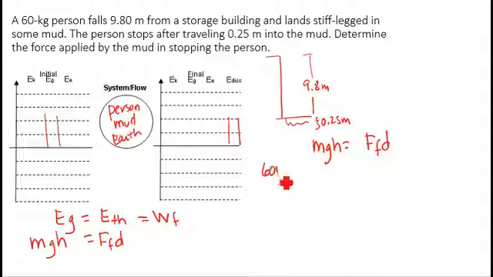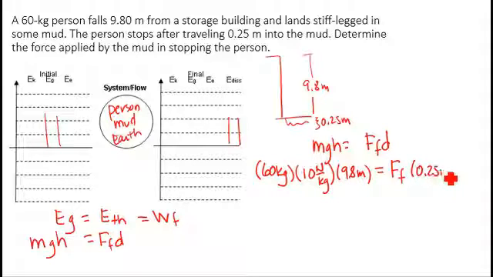My mass is 60 kilograms, and g is 10 newtons per kilogram, and the height that I'm falling is 9.8 meters. And then my friction force is what I'm looking for, and the distance that the friction is being applied over is 0.25 meters. So on the left side I have 5,880 joules, and that is equal to the force of friction times 0.25 meters.